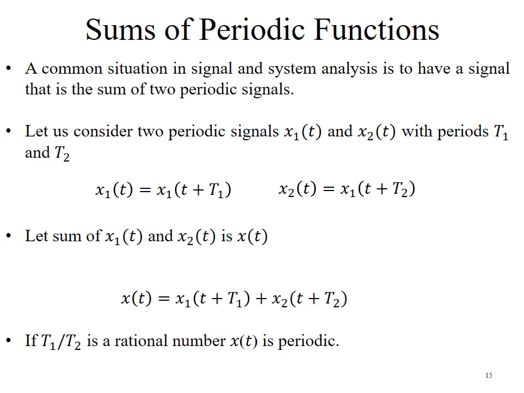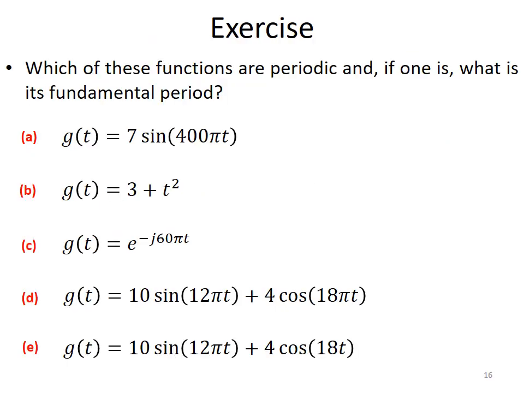Now if the ratio of the time periods, T1 upon T2, is a rational number, then x of t is periodic, otherwise not. So when you add two signals together, you need to find out whether the resultant signal is periodic or not. Find the ratio of the periods T1 upon T2. If it is a rational number, then the signal is said to be periodic, otherwise not.